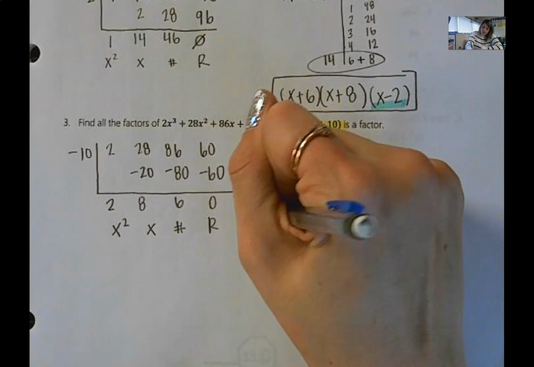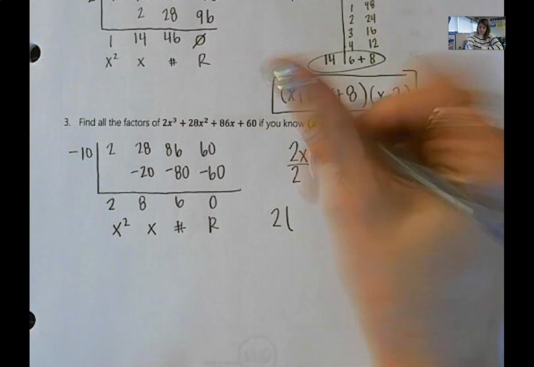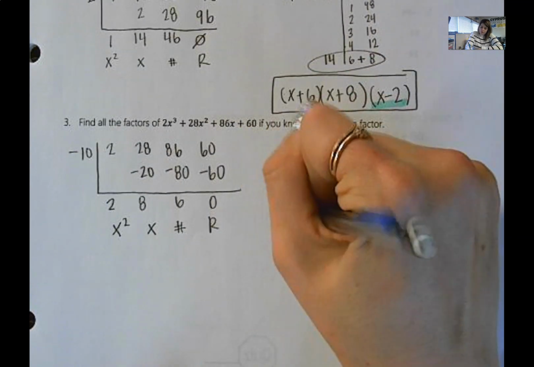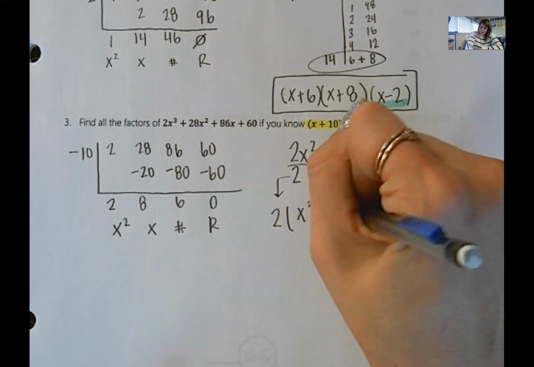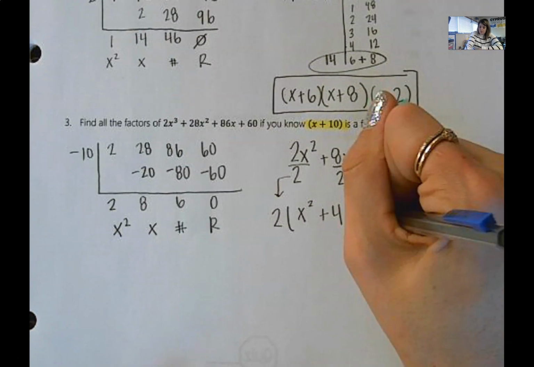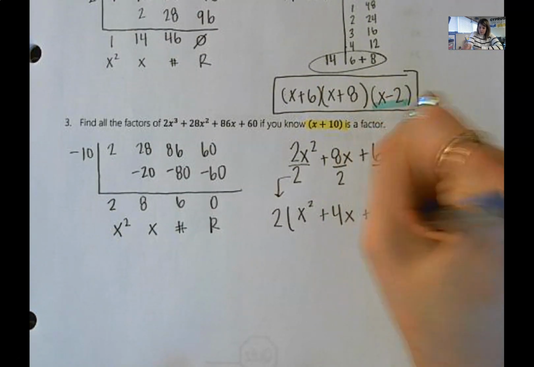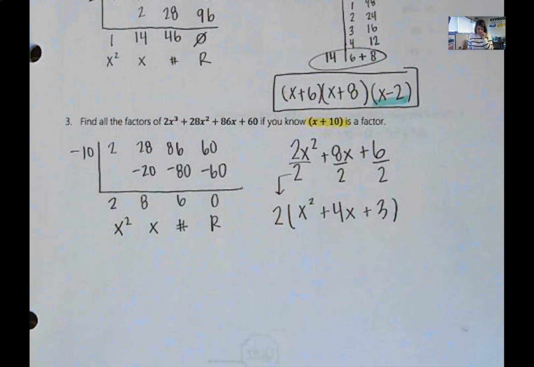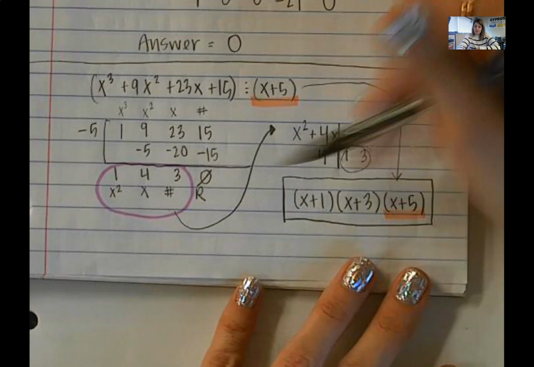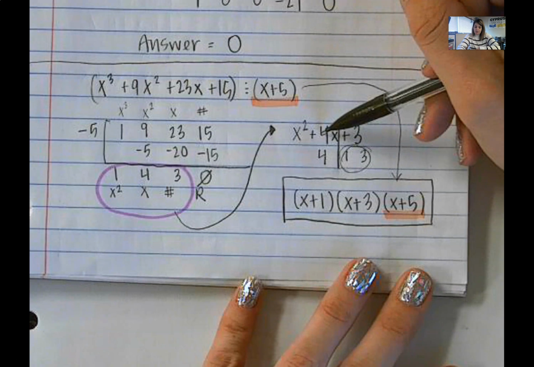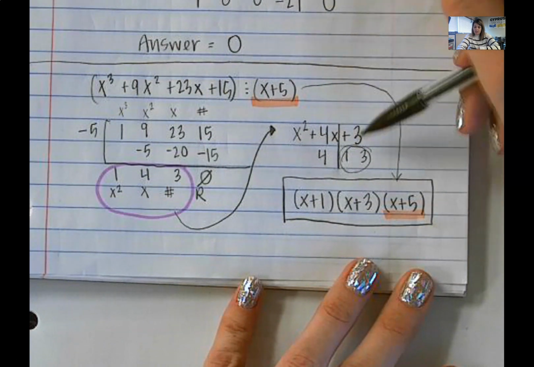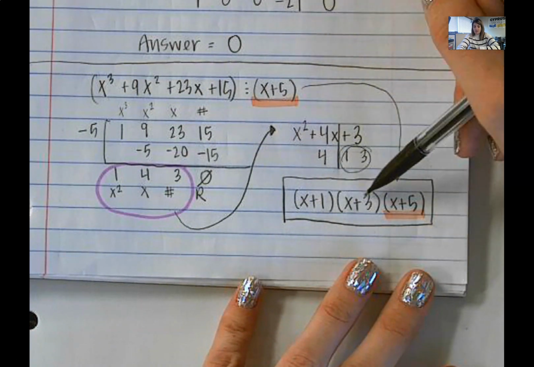And what that turns into is 2 times x squared plus 4x plus 3. X squared plus 4x plus 3. And now we can factor that. In fact, we've already factored this today. We know that x squared plus 4x plus 3 has the factors of 1 and 3.